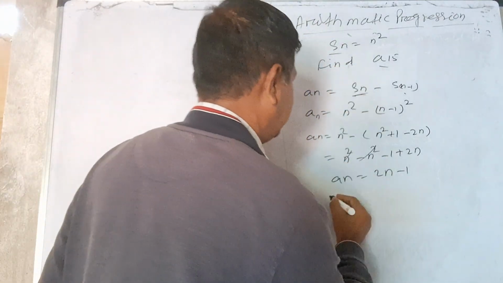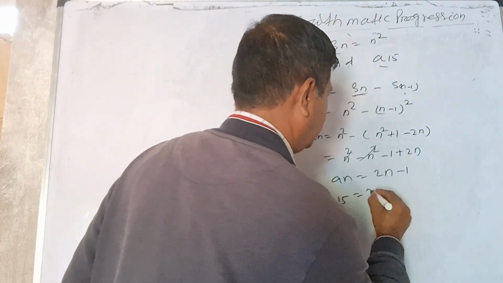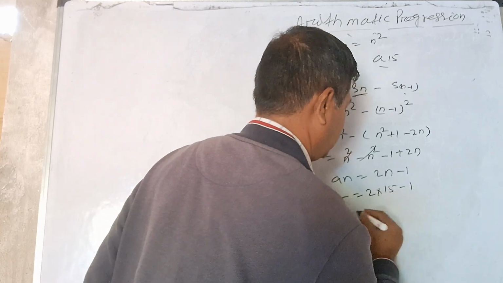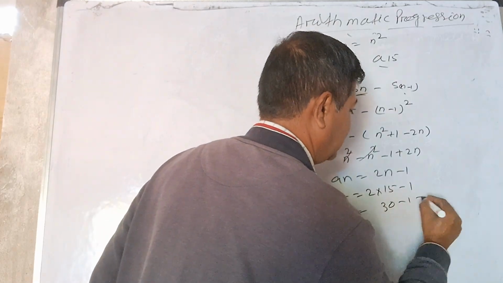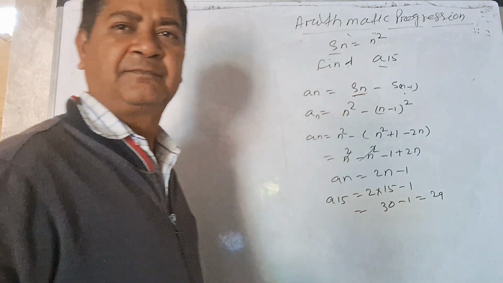Now you will be able to find A15. A15 equal to 2 into 15 minus 1, 30 minus 1 equal to 29. It is a very interesting problem.